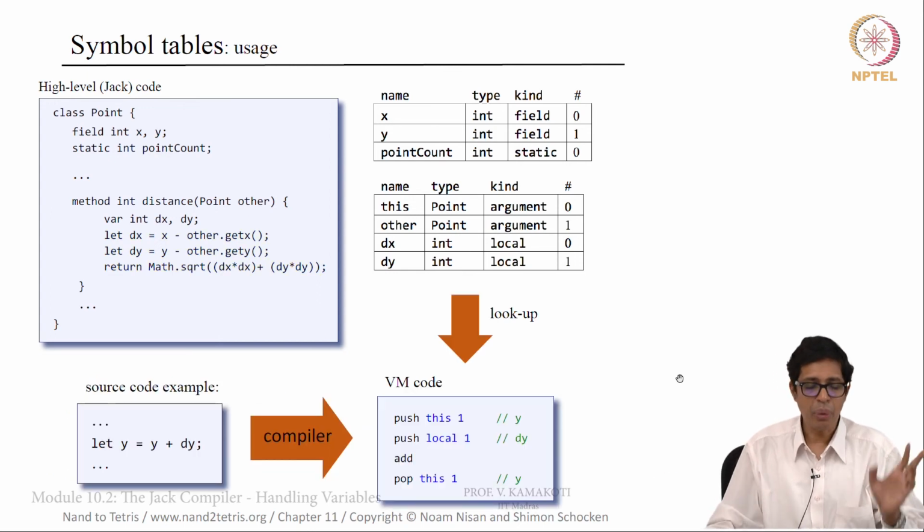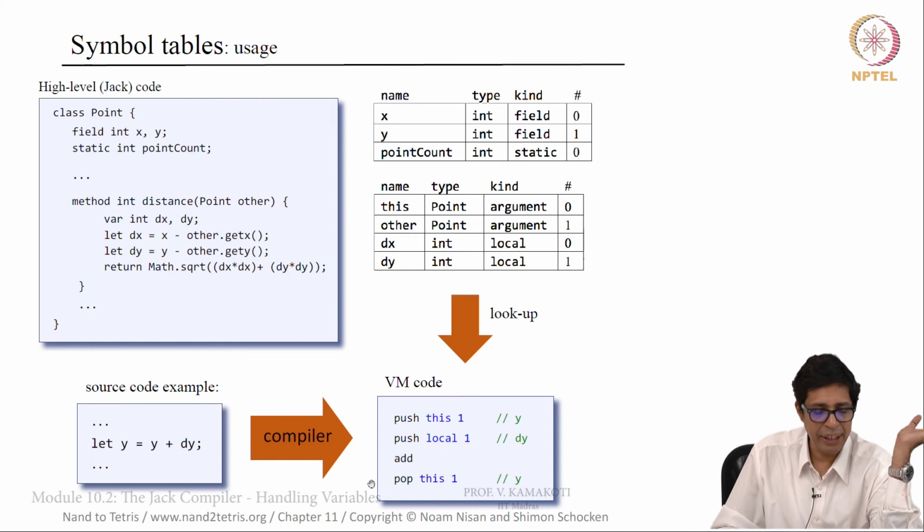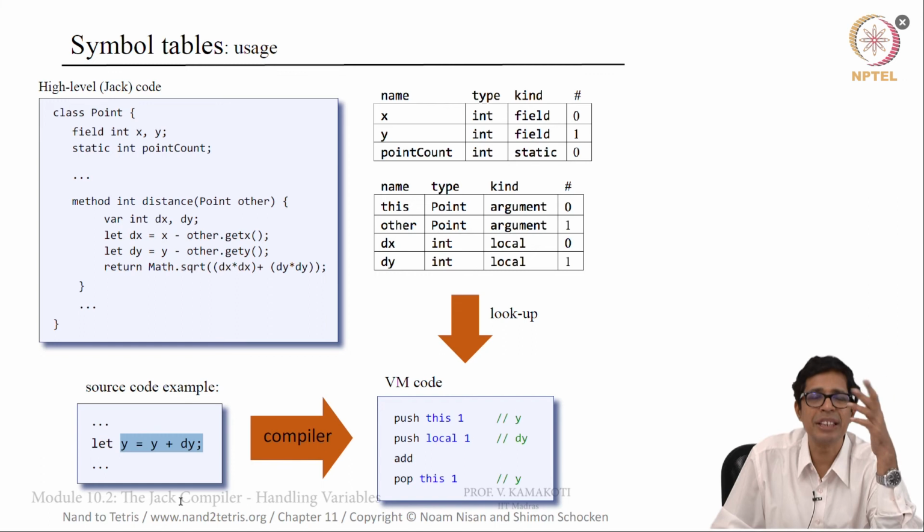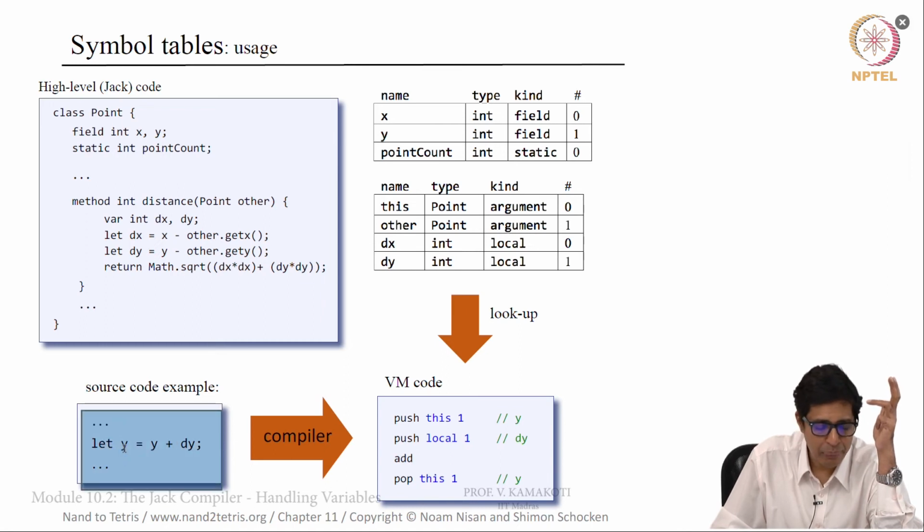Now, every time that you see, say, let y equal to y plus dy, this is the source code in this case. Immediately what we do is push y, then push dy, and then add and pop it back to y. That is what we do, right. Y equal to y plus dy. How do you execute it on the stack based virtual machine? You first push y, then push dy, then you add, and then you pop it back to y, right.